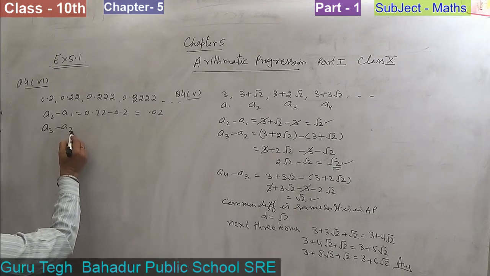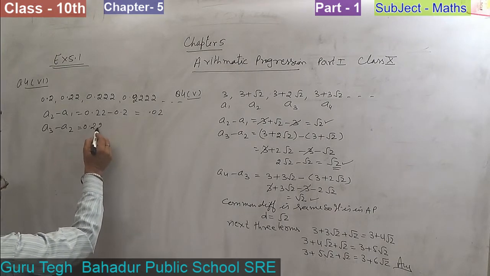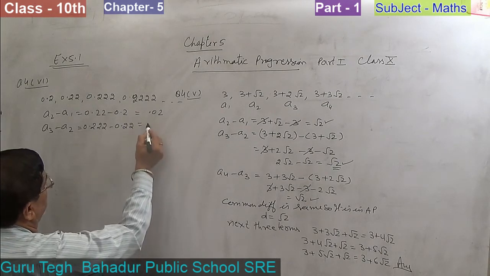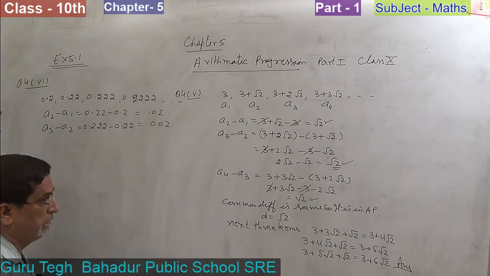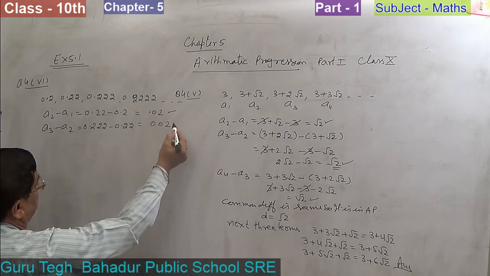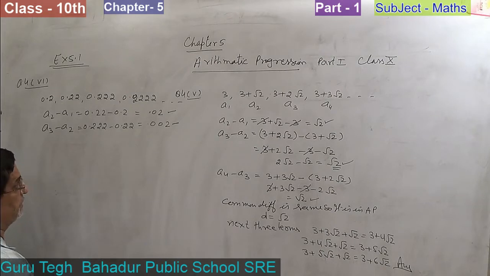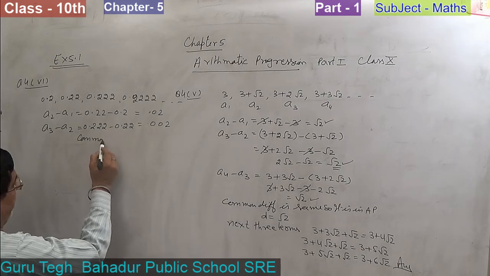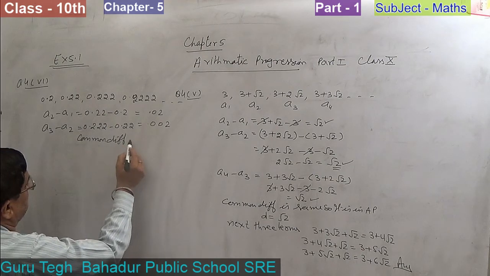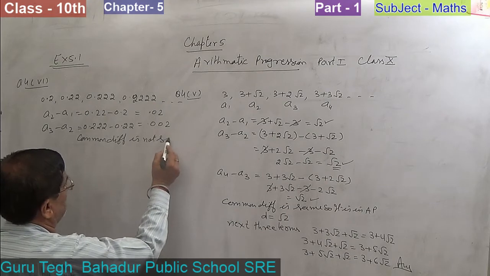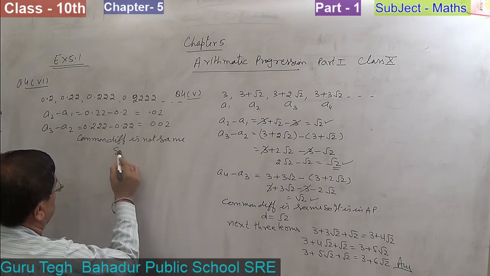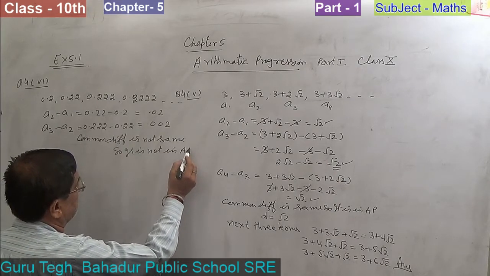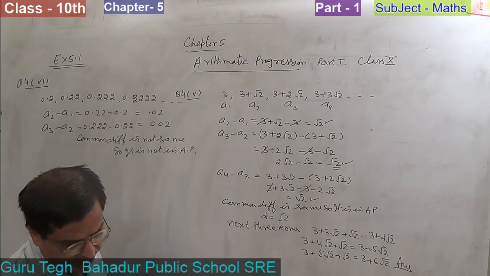A3 minus A2, 0.222 minus 0.22, so it will be 0.002. Common difference, you see it, this one and this one is not same. So they are not same. Common difference is not same, so it is not in AP. Let us see more.